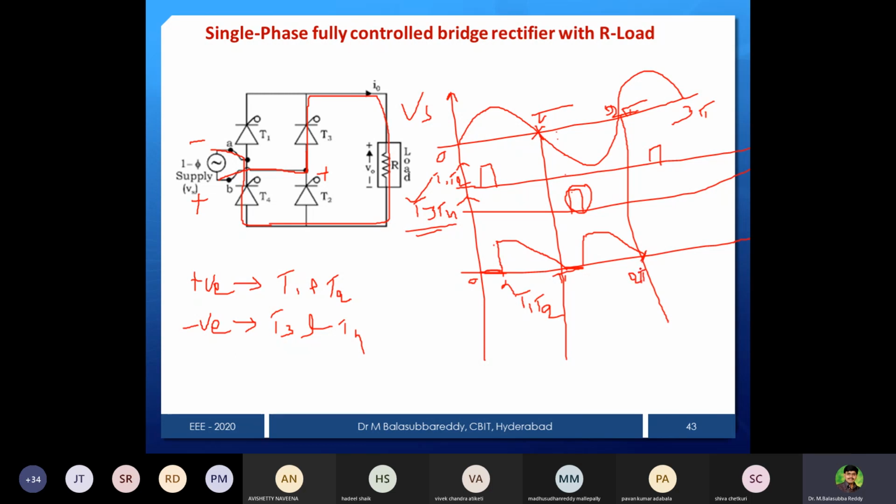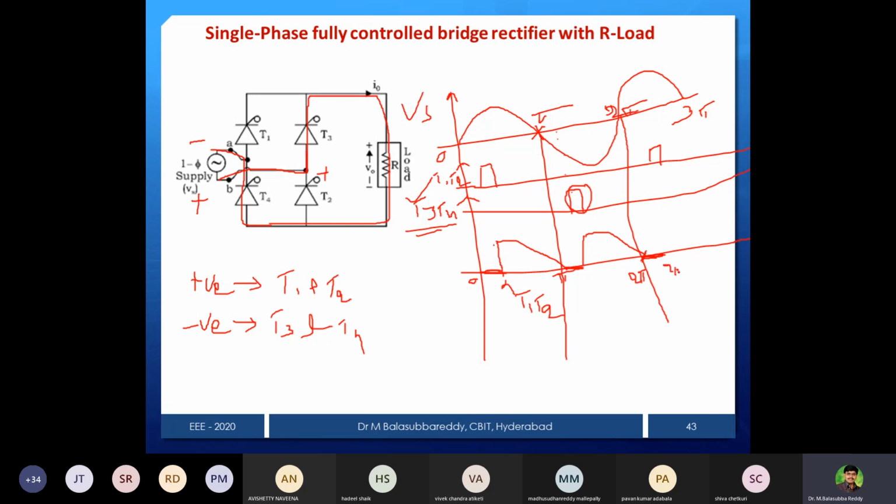Supply voltage is 0 and current is also 0. Then automatically the thyristor is going to turn off. T3, T4 are going to be off. And then the positive half cycle starts again from 2 pi onwards. But at 2 pi, there is no firing pulse. Then you have to wait up to 2 pi plus alpha.